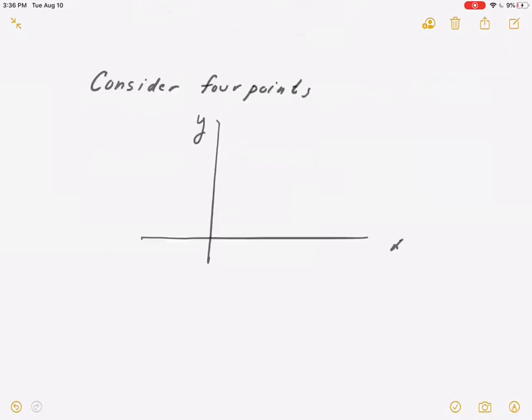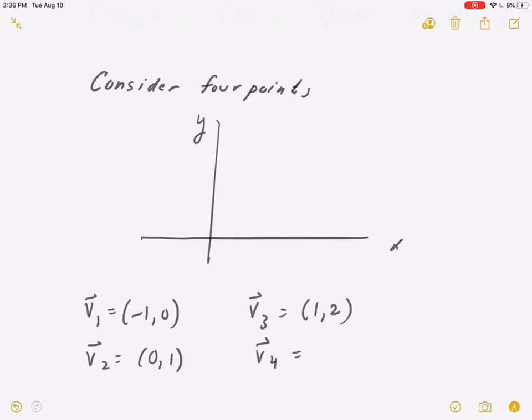And I'm going to make my life very simple. I'm going to stick to the plane, R2, and I'm going to pick 4 points, v1, v2, v3, and v sub 4. And let me plot these points. Here's one. Here's another. Here's another. Where this is 1. This is -1. This is 1. And here's point 2.